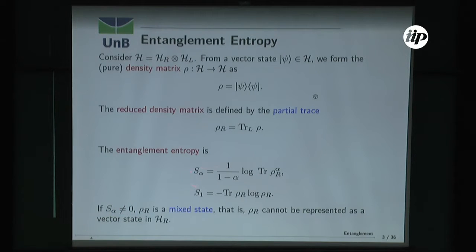Now, if this entropy is different from 0, then it means that the reduced density matrix is a mixed state. Otherwise, it is a pure state. That is, when S alpha is equal to 0, it's a pure state, and this simply means that I can write it as a vector state in a Hilbert space.